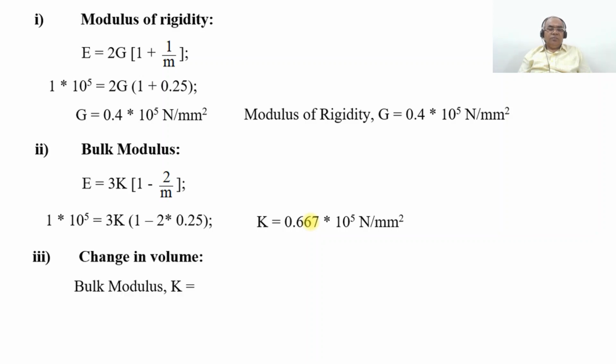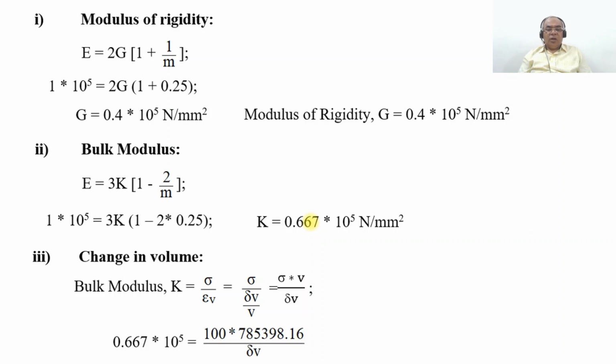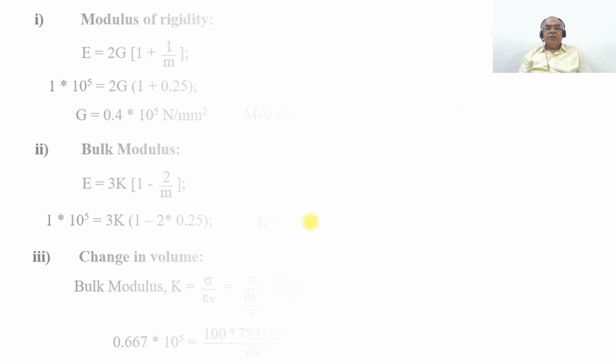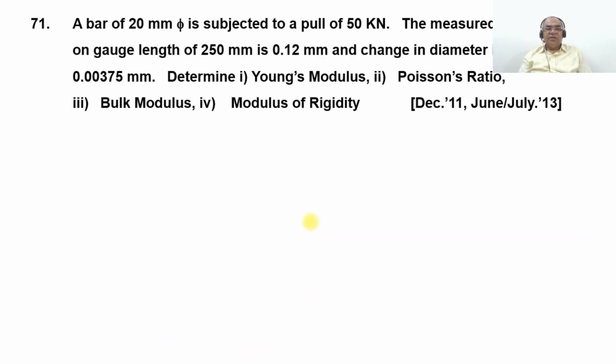So then what is the change in volume? Bulk modulus K will be equal to direct stress by the volumetric strain epsilon V, so sigma by delta V by V, so sigma × V by delta V. So K, that is 0.667 × 10^5, will be equal to sigma, 100, into volume, 785,398.16, divided by delta V. Therefore, change in volume delta V will be equal to 1178.1 mm cube. Since it is a positive value, it is increased.